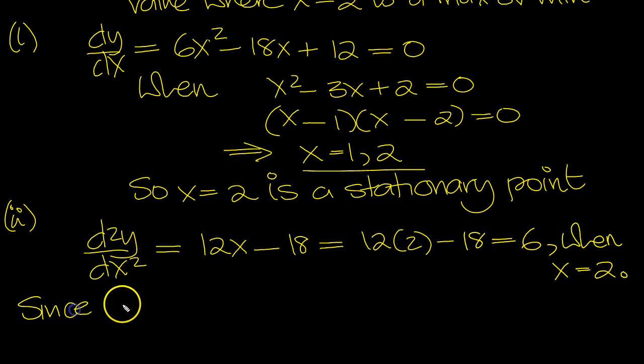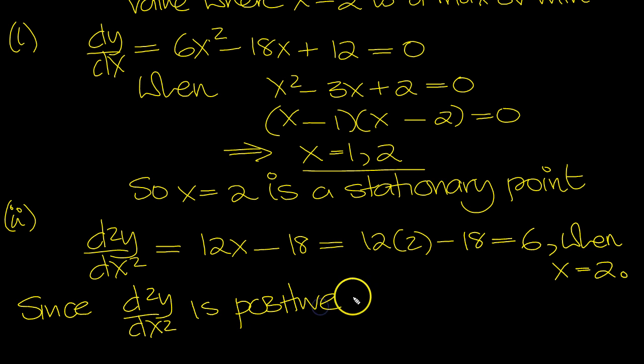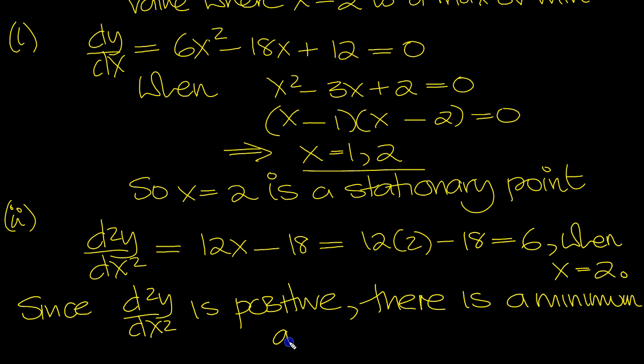Since d2y dx squared is positive, there is a minimum. At x equals 2. So it's positive, there's a minimum when x equals 2.